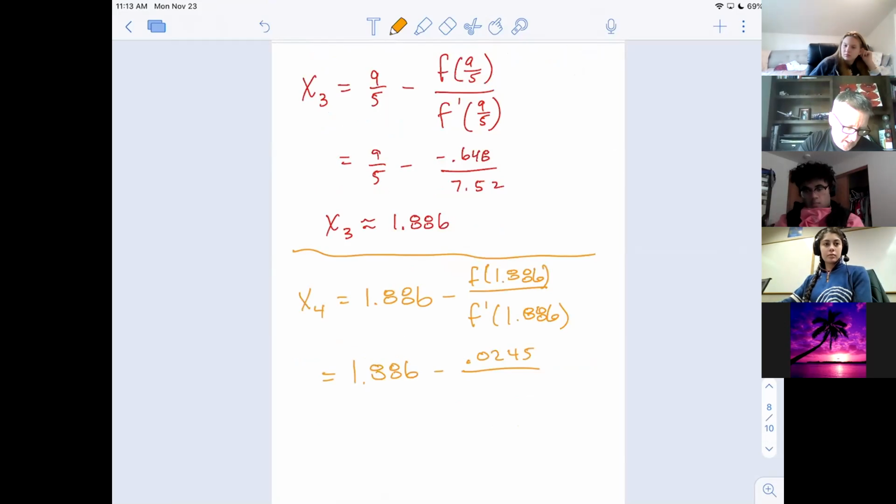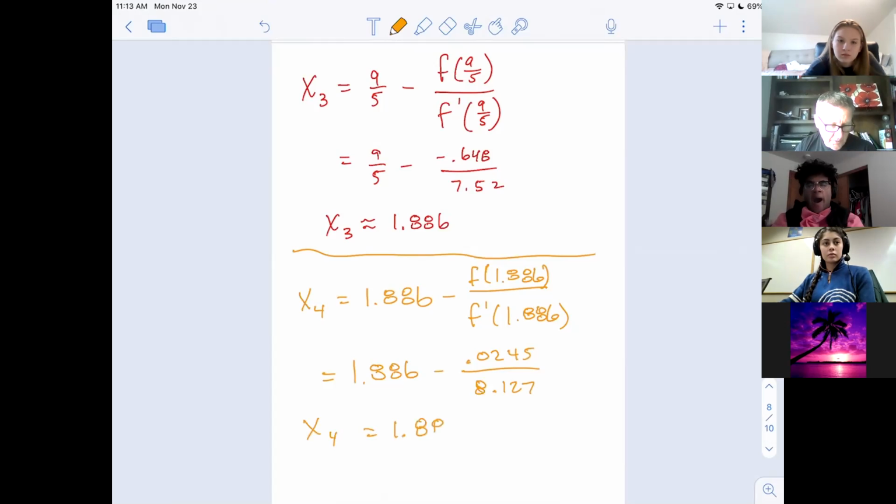And what happens if I find the derivative? Well, I get about 8.127. So, all right, what's my fourth guess then? Well, if I evaluate 1.886 minus 0.0245 divided by 8.127, I get 1.88298.